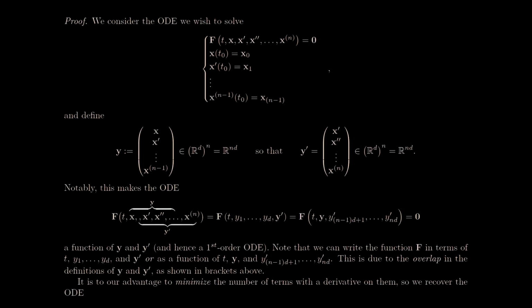Once we consider that, we're going to give a new vector y a definition. This new vector y is going to be defined by the vector x, and then I'm going to add to that vector the vector x prime, then an x double prime, and so on until I get to right below the top order. My top order here is n, so one before the final order is n minus 1. I'm going to call this entire vector y. So this is a very large object, which is why it's in n times d dimensions.